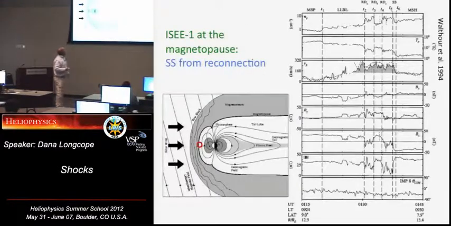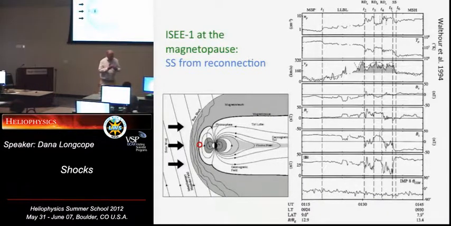Have we seen these in reality? They're tricky to see. And I could go into details about why that is. But here is an observation from IC1. This is not at the bow shock. That's a fast shock. But at the magnetopause, which we think is a tangential discontinuity.